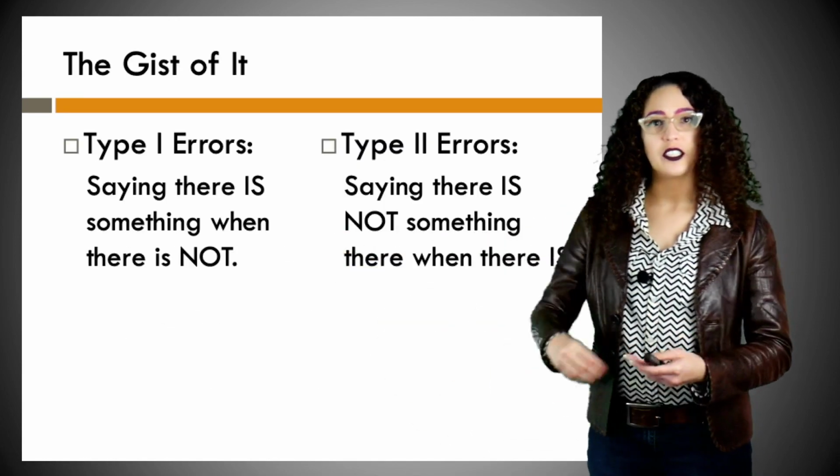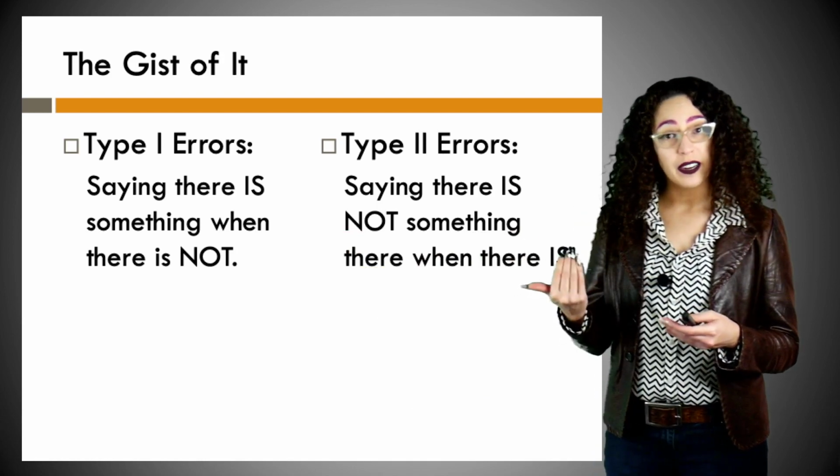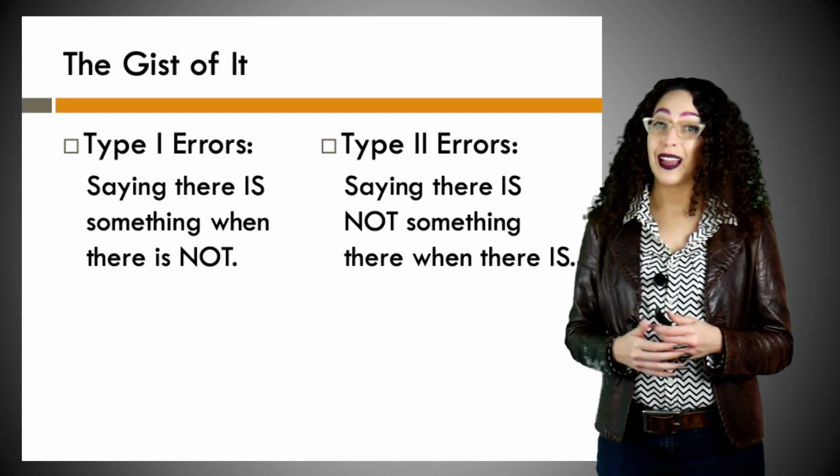So what's the gist of it again? Type 1 errors is you saying there is something there when in reality there's not. And type 2 errors is saying there is nothing there when in reality there is.